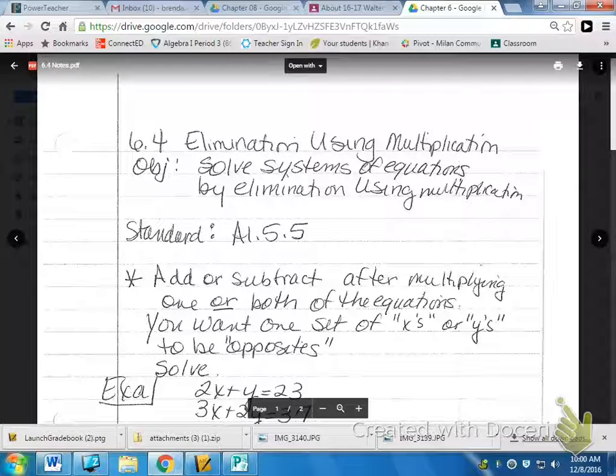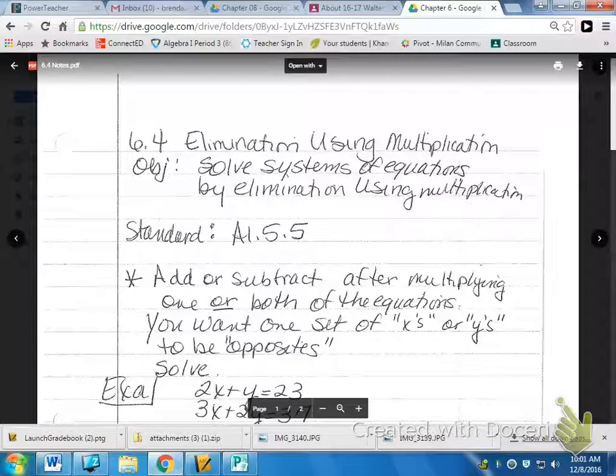6-4, elimination using multiplication. Our objective is to solve a system of equations by elimination, but you must also use multiplication. So yesterday, the equations were basically ready to add and subtract. The coefficients of either the x or the y were already set, either the same or opposites. Okay, so today's, they're not quite ready. You have to do a multiplication first. So you're going to add or subtract after multiplying one or both of the equations.